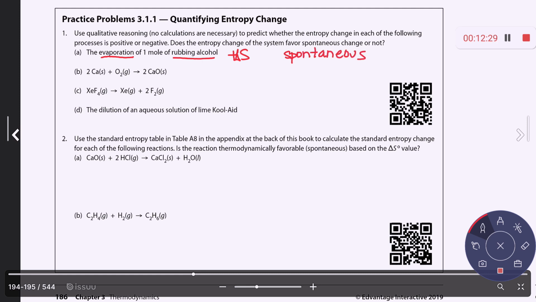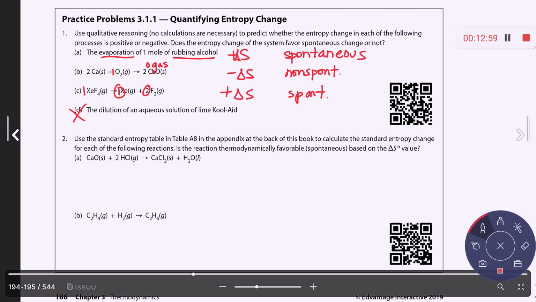For B, I have one gas particle and no gas particles on the product side. So since the gas particles are decreasing, it's a negative change in entropy. So this would be non-spontaneous. And then for C, I've got one gas and then I've got 3 on the product side. So this is a positive change in entropy, which would be a spontaneous process. And then we're going to just skip D. Let's take a look at number 2.